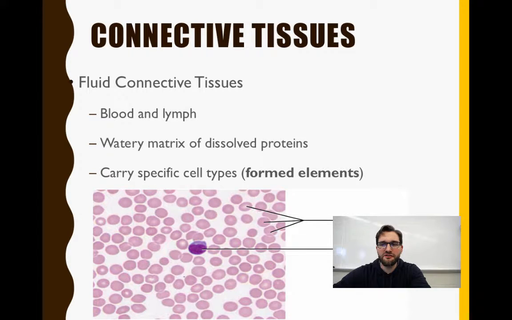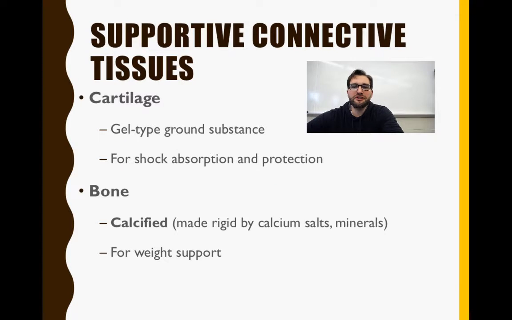Here we see an image of erythrocytes and lymphocytes. Supportive connective tissues include cartilage and bone. Cartilage is a gel-like material made up of a lot of ground substance. It is used for shock absorption and protection. Bone is a calcified type of material made from rigid calcium salts and minerals. It is used for weight support.